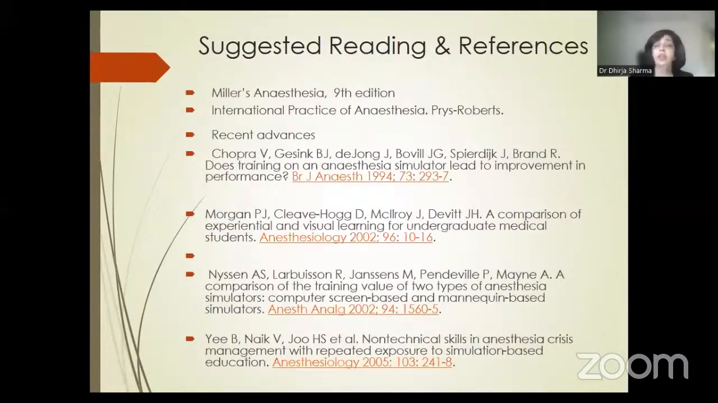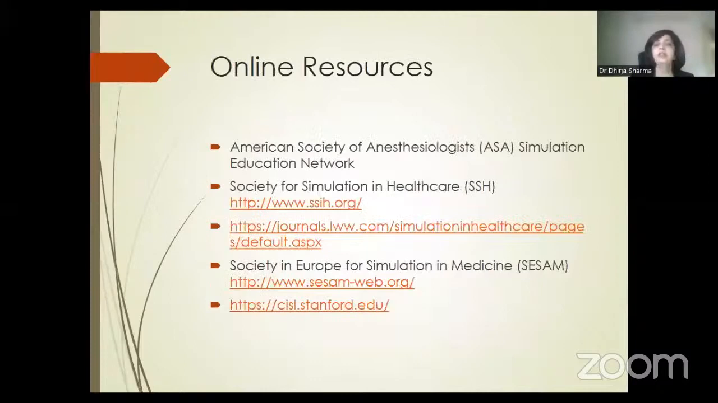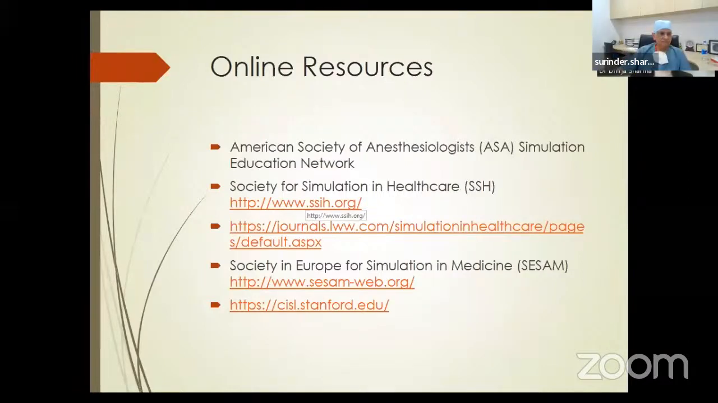The suggested reading for today's class, of course, is please go back and read your Miller's Anesthesia 9th edition, 7th chapter especially, and also do read the 6th chapter regarding the safety of patient to get a better picture on simulation. These are some of the articles you can refer to, and these are some of the online resources that you must go and visit. Society for Simulation in Healthcare and also Society in Europe for Simulation in Medicine to get a better understanding of simulation in anesthesia. And in fact, American Society of Anesthesiologists Simulation Education Networks provides very good simulation opportunities for you to actually practice and learn.